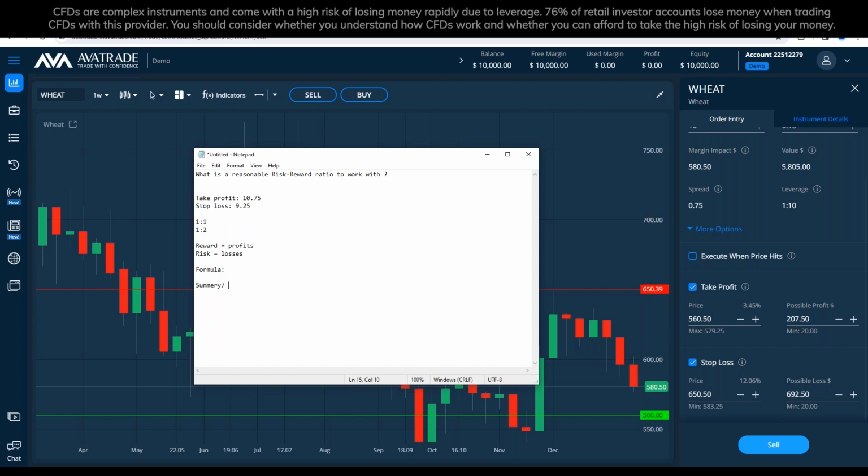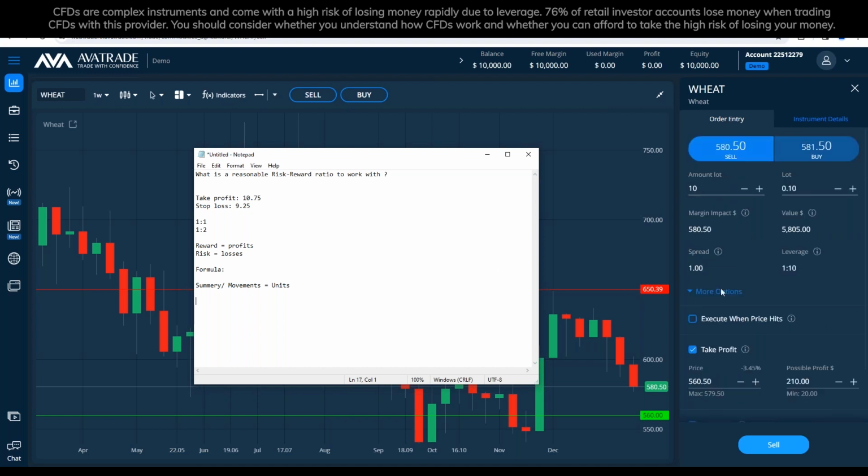This nice equation that I'm going to give you is very, very simple. So we're going to look at summary divided by movements equals units, and that's the result. In other words, actually, in this case, it's the other way around. So this is also fine. Lot size. But what I wanted to show you is units times movements equals summary, which is potential profit or loss. And this way you can know.